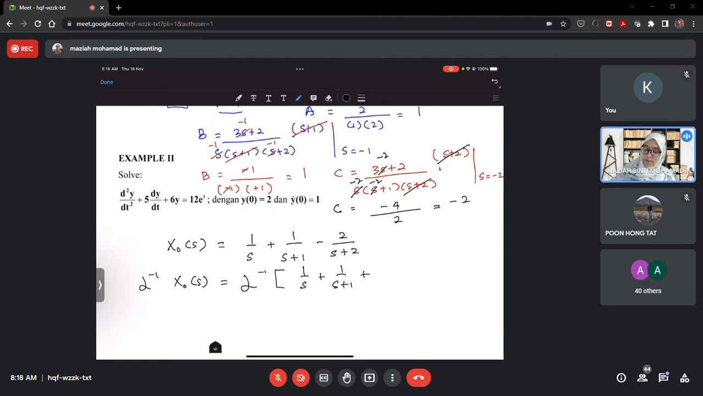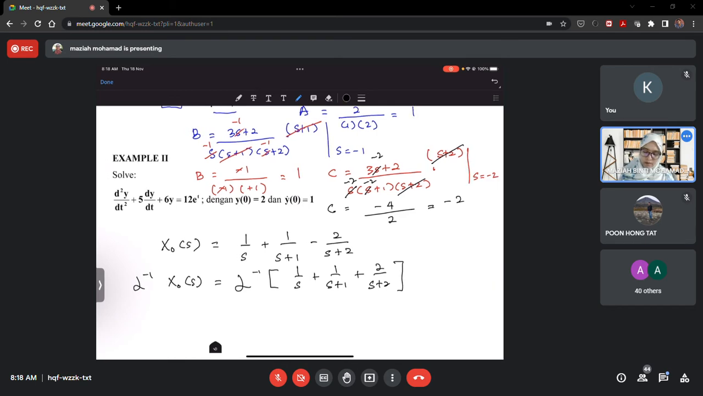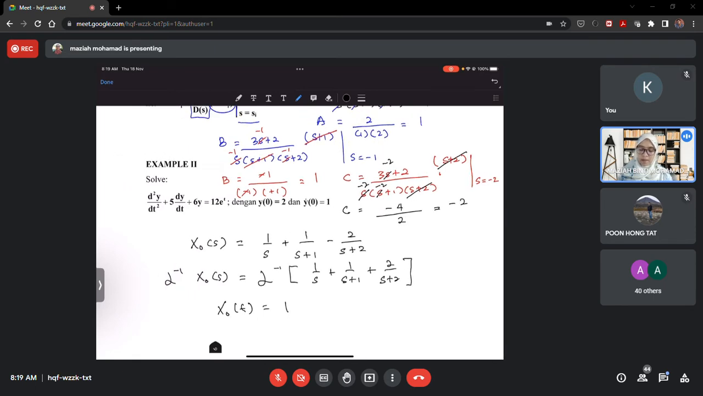going to do the inverse Laplace of 2 over s plus 2. So X of s inverse becomes x of t, which will equal to 1 over s. If you refer to the table, it is a step input, so it becomes 1. And then 1 over s plus 1. Let's refer to the table.